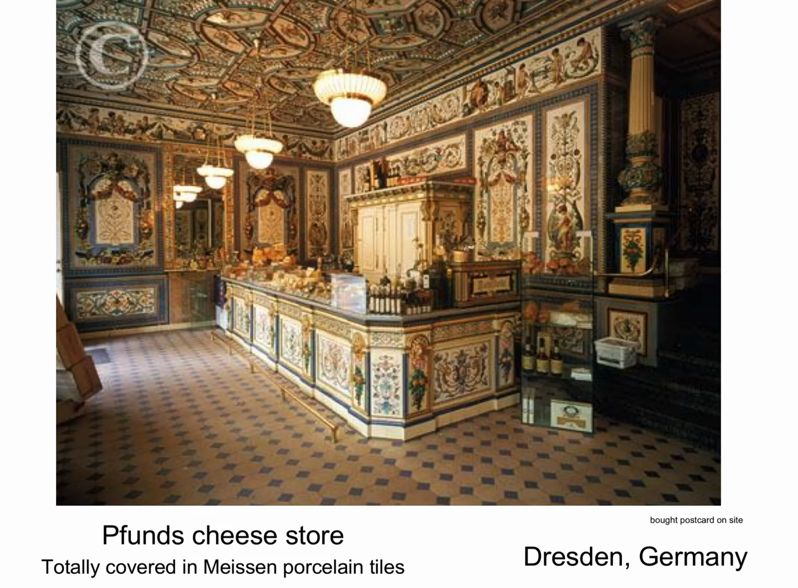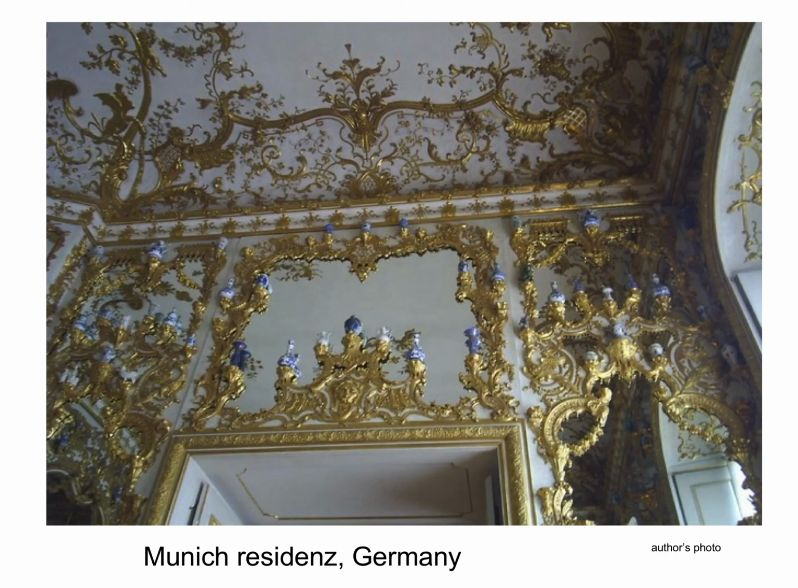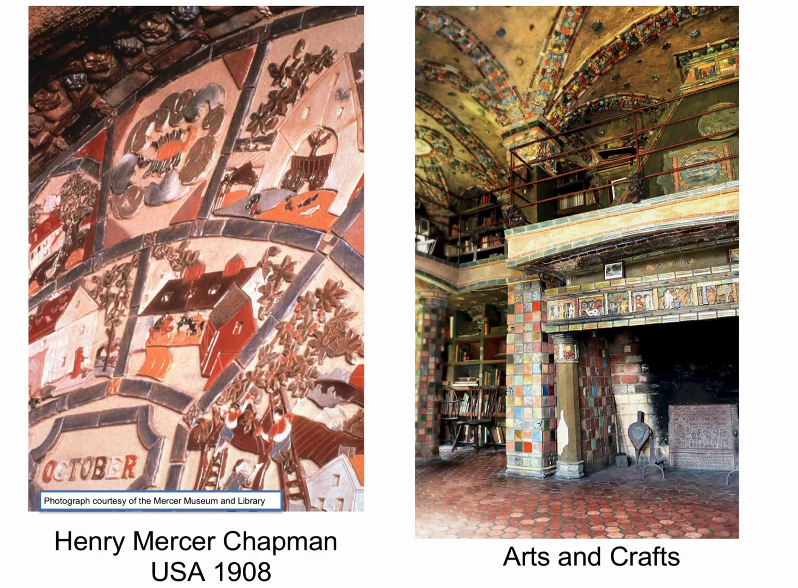The porcelain store in Meissen in Dresden, Germany is completely covered in porcelain tile. Like every surface you see here is porcelain. Another porcelain room at the Munich Residence in Munich, Germany. In the United States, Henry Mercer built his house out of brick and then completely covered it in wonderful ceramic elements, with fireplaces and walls and ceilings and floors. Everything is handmade, everything is covered in ceramics.